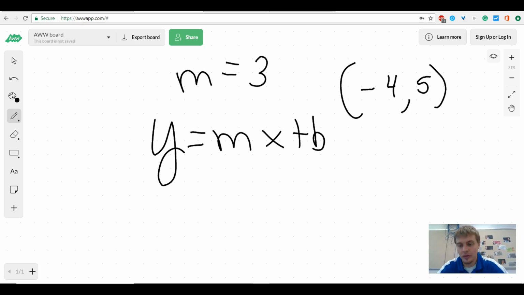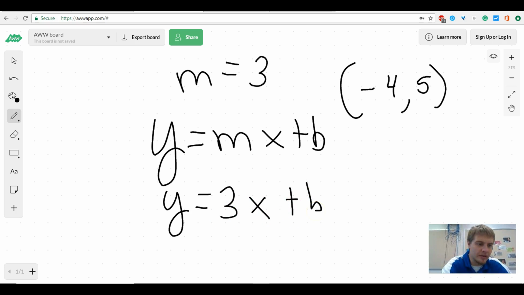This time we don't have to do all that work to find the slope. We already have it. It's 3. Say y equals 3x. And this time I don't have 2 points to choose between, so I'm just going to use this point over here. I know that's x and I know that's y.